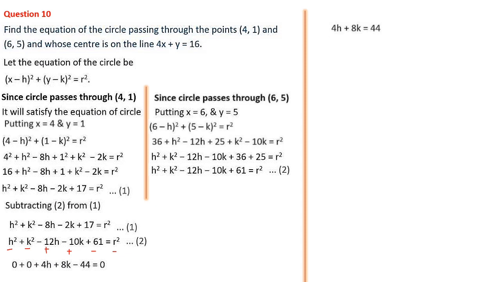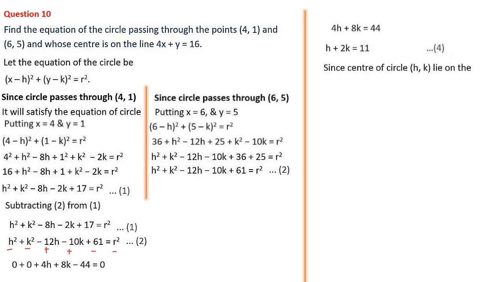Then here 4h plus 8k. This minus 44, when we bring to the right side, it comes as plus 44. You see here 4 is common, cancel it. So h plus 2k, when we divide 8 with 4, 2 will be coming. So 2k equal to 44 when we divide with 4, 11. This is the fourth equation.